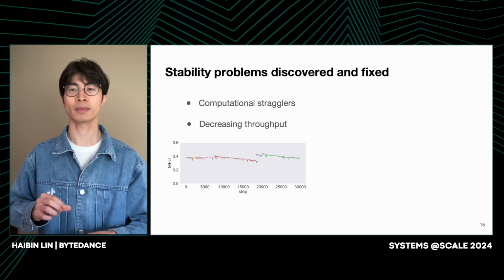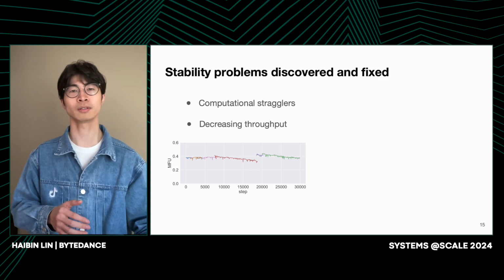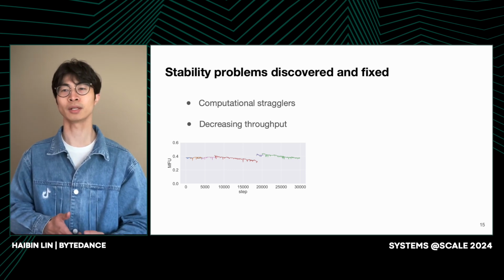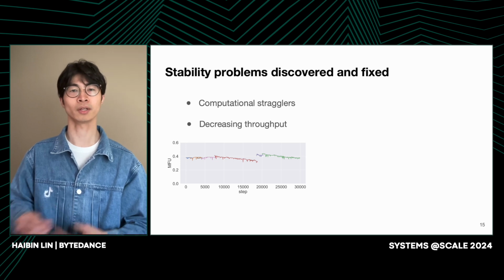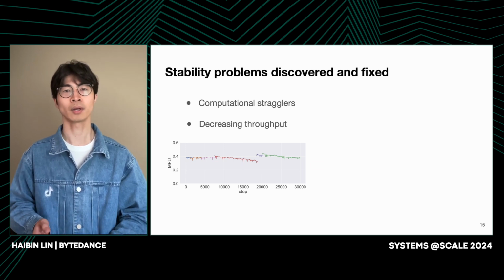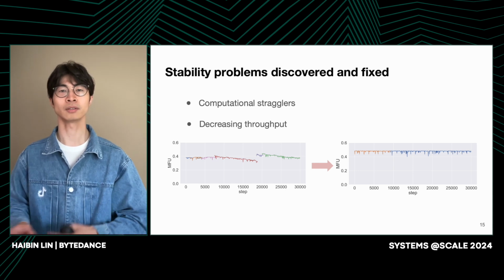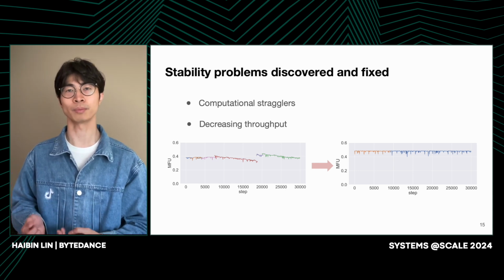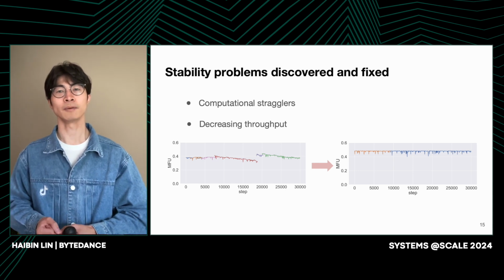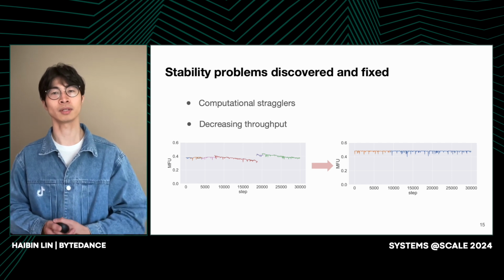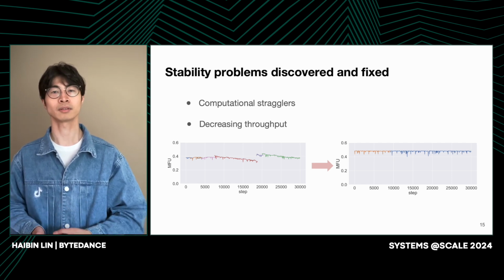From that, we actually found some issues in the memory management module and found some memory leaks. After fixing those memory leaks on the CPU, the training throughput becomes normal again. So this is one interesting problem we found, and here's how we fixed it.